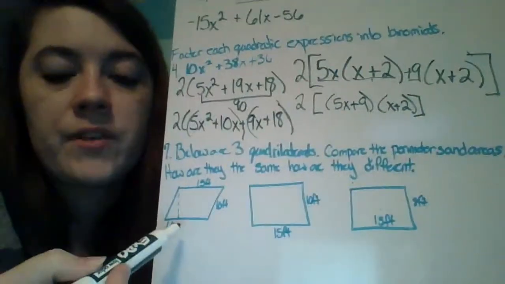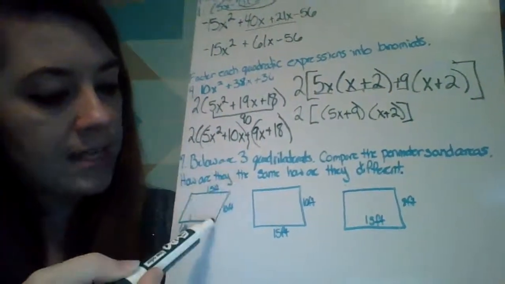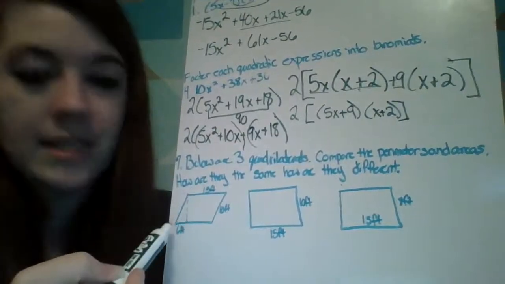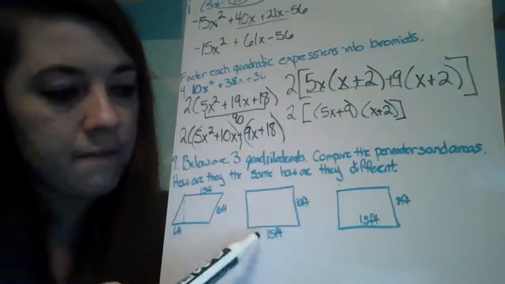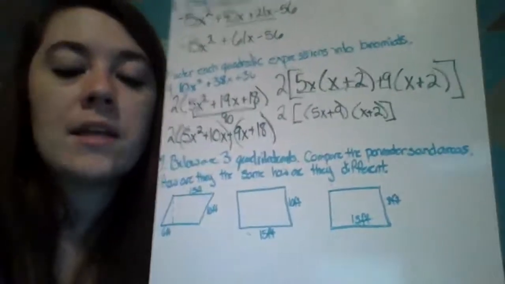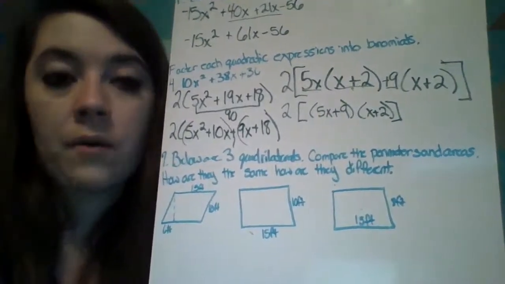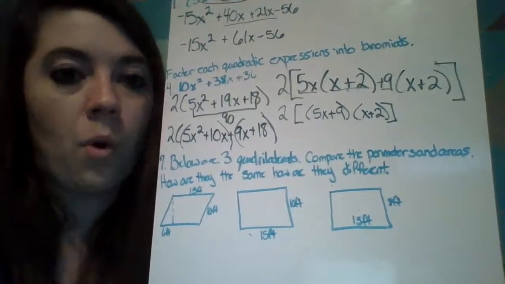So here on this first one, we have a parallelogram. We've got 15 and 10 for the side measures. This little bit right here is 6. Here we have a rectangle with sides of 15 and 10, and here we have a rectangle with sides of 15 and 8. Now my guess is right off the bat you're saying that the first two are the same. Now, are their areas the same, or are their perimeters the same, or are both the same?